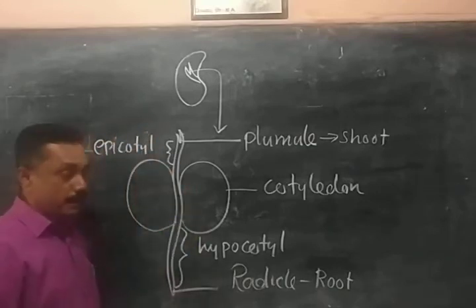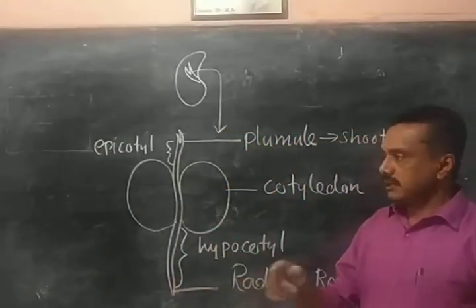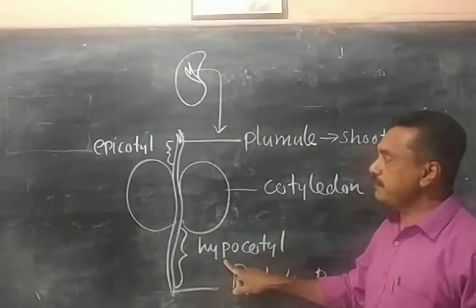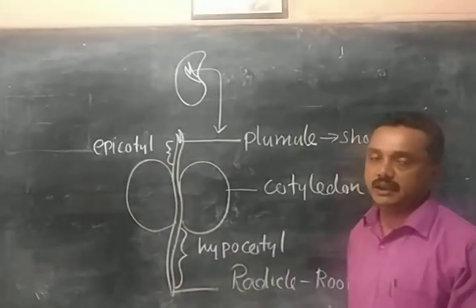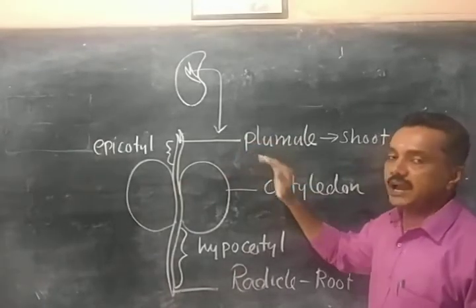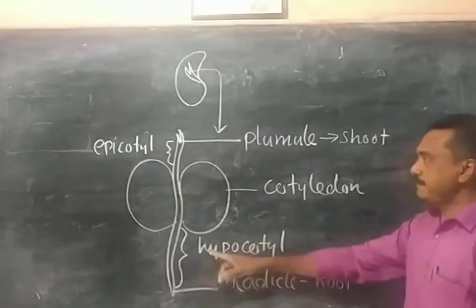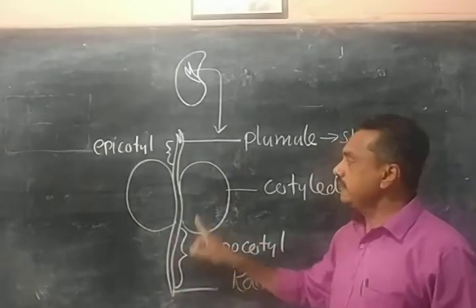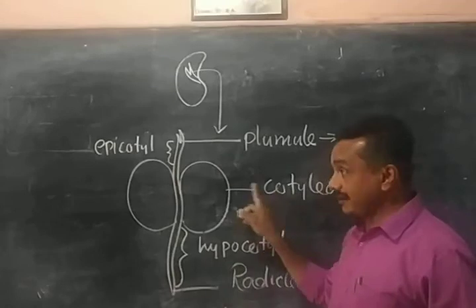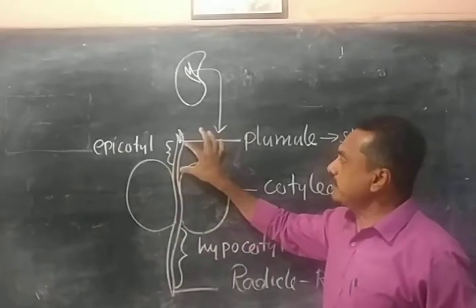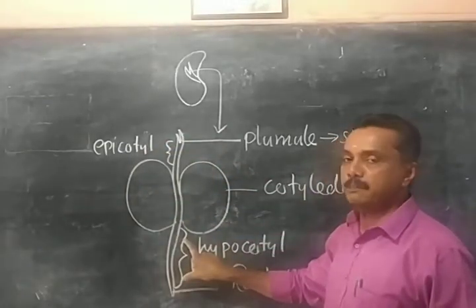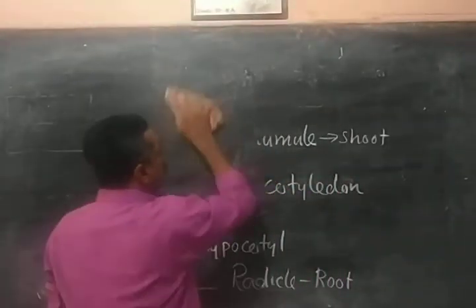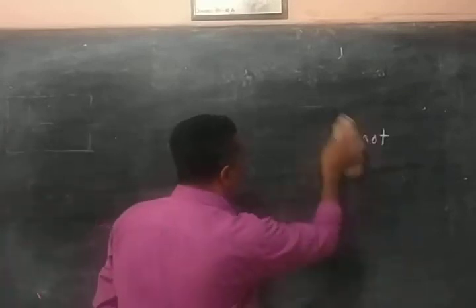Epicotyl is the part of the embryonal axis above the attachment of cotyledon, and hypocotyl is the part below it. So, this is the structure of dicot embryo. Dicot embryo consists of an embryonal axis. The tip of the embryonal axis is called plumule, the base is called radicle. We have two cotyledons attached, and the upper part of the embryonal axis is called epicotyl and the basal part is called hypocotyl. This is the structure of dicot embryo. Dicot embryo structure is very, very important for the diagram.